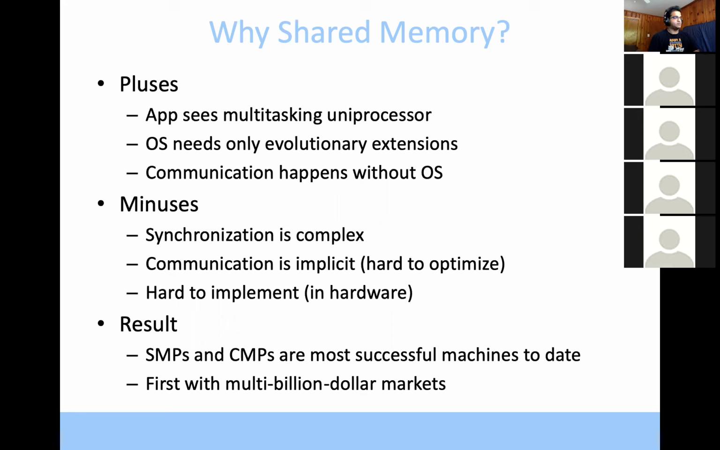But SMPs and CMPs are the most successful models that we've seen for computers so far, and they're pretty successful even as general machines. They're multi-billion-dollar markets. But just because something does financially well doesn't mean it's optimal, but it's evolutionary. We keep changing system designs as workloads evolve, as constraints evolve.